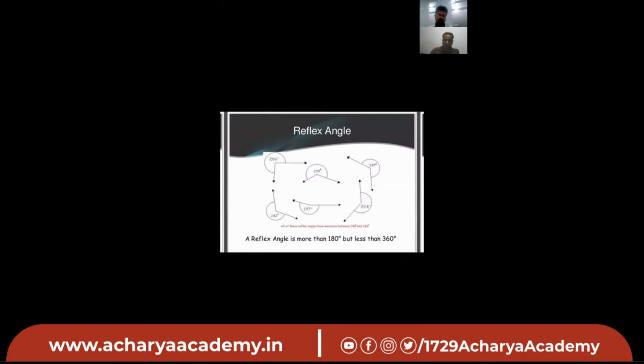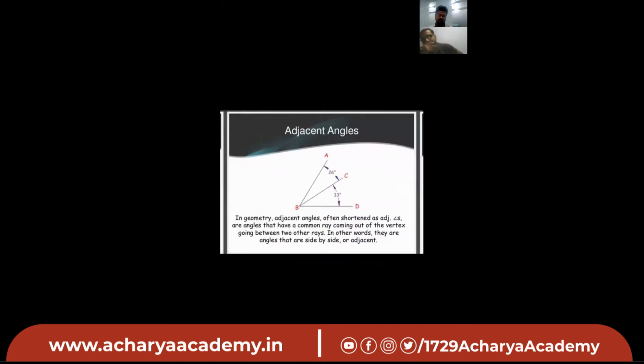Adjacent angles. These are the angles that have a common ray coming out of the vertex going between the two other rays. In other words, they are angles that are side by side or adjacent. Here you can see the adjacent angles.